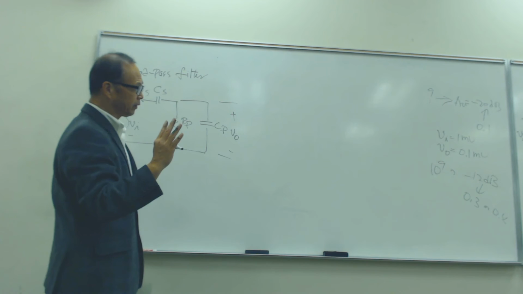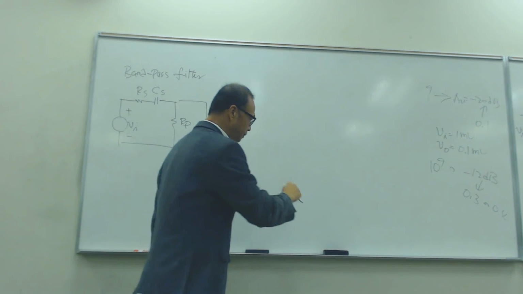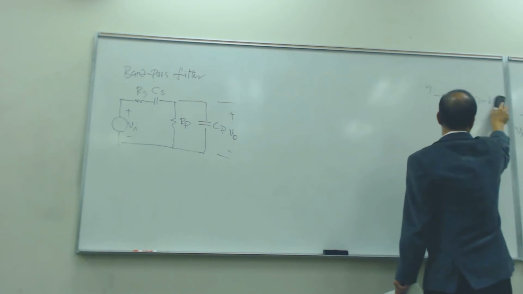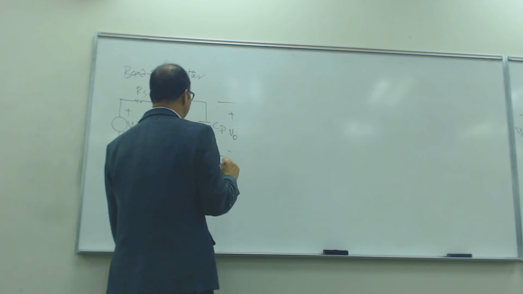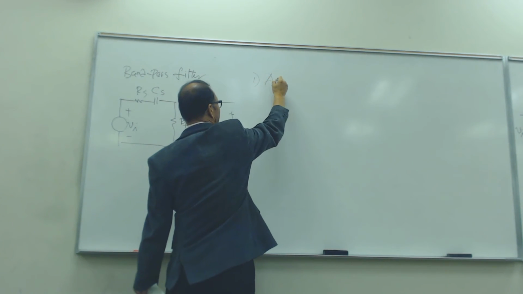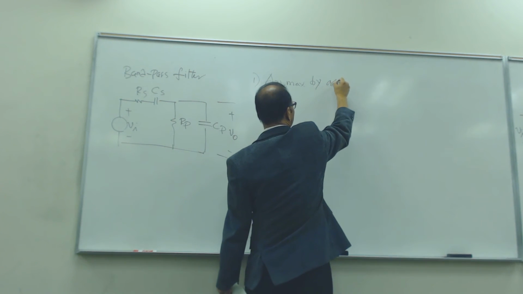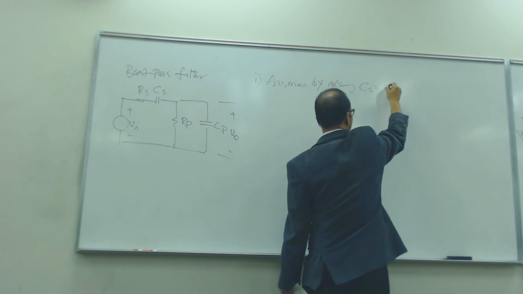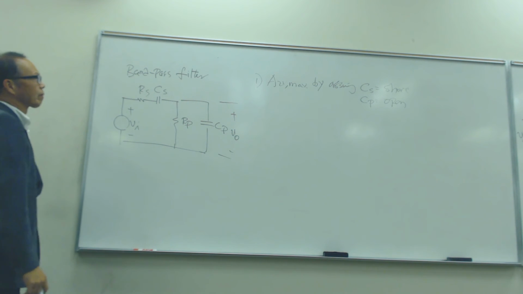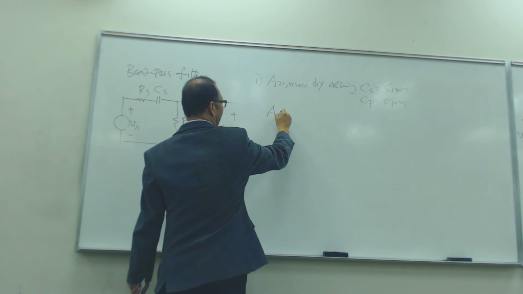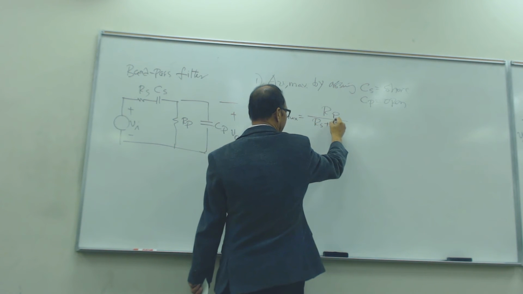Okay, I'm going to skip the traditional approach, and I'll go strictly to the shortcut, right? Believe me, the shortcut will be much easier. So for the shortcut, what do you have to do? First, you try to find A sub B max or A sub B ideal by assuming CS is short, CP is open. Okay? Then A sub B max becomes R sub P over R sub S plus R sub P, right?